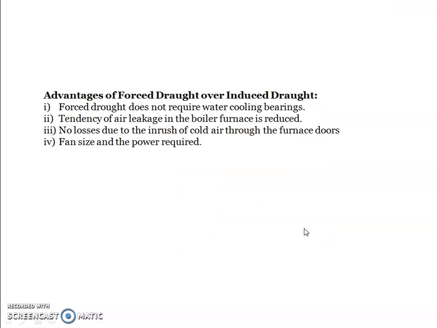And the advantages of forced draught over induced draught: forced draught does not require any water cooling bearings. The tendency of air leakage in the boiler furnace is reduced. No losses due to the inrush of cold air through the furnace doors. Fan sizes and power required for the same draught are 1/5 to 1/2 of the required fan in an induced draught fan installation, because the forced draught fan handles the cold air.